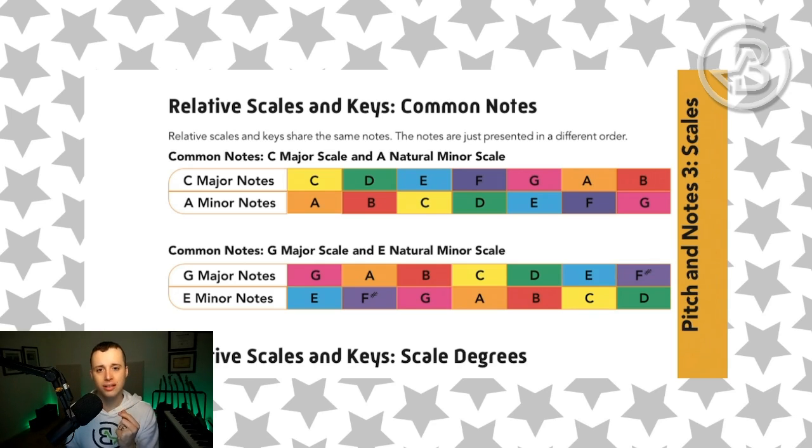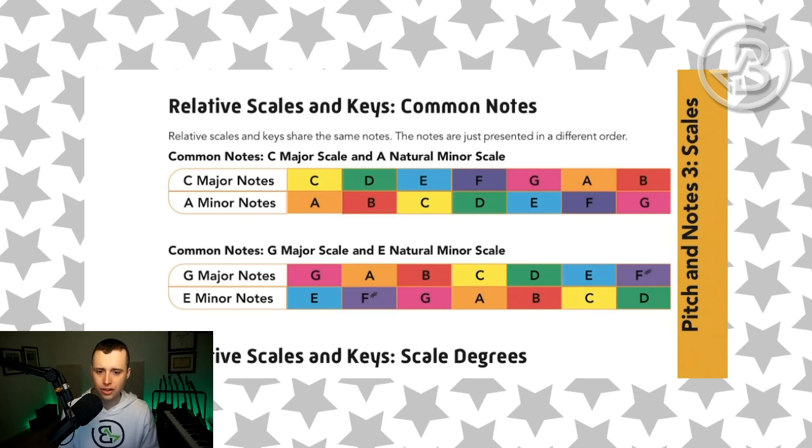E is no longer 6, E is 1. And we're just going to say the names of the notes for a G major scale. E, F sharp, G, A, B, C, D, E. That's it. So the relative natural minor scale, or the relative minor of G major, is E minor, or E natural minor for the scale.